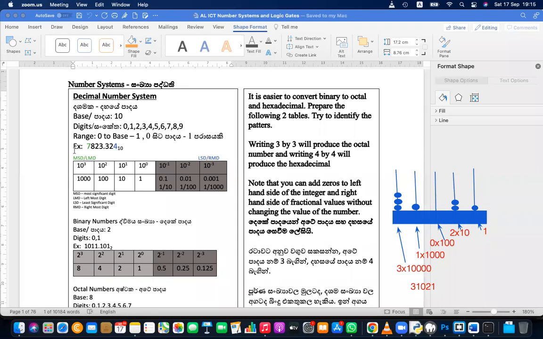So what is the least valuable digit? 4. The digit 4 has value 0.001. Digit 7 has base 1000, so 7000. 4 into 0.001 is 0.004. So that is the least valuable. Actually, this is called the leftmost digit, LMD, leftmost digit. This is called the rightmost digit. In a number system, leftmost digit will get the highest value and the rightmost digit will get the lowest value.